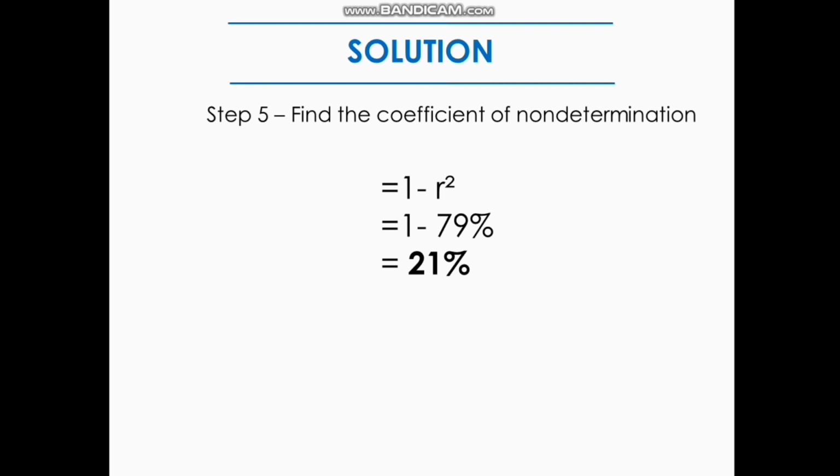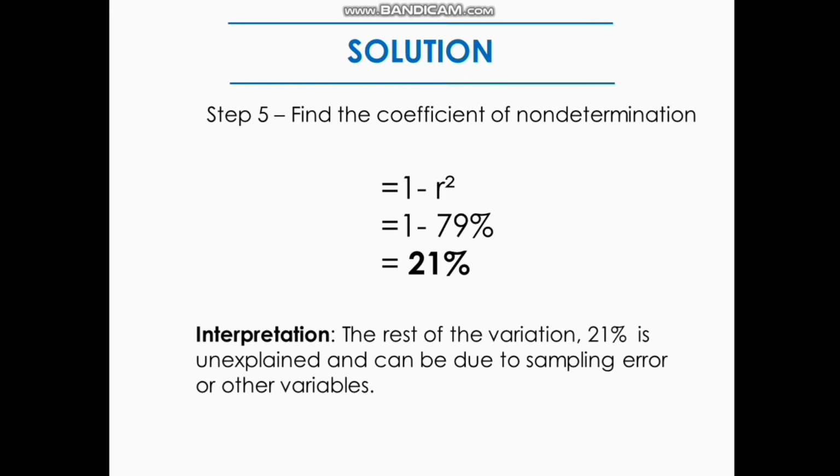Then lastly, for our step 5, let's find the coefficient of non-determination. So 1 minus 79% is equal to 21%. So it means that the rest of the variation, 21%, is unexplained and can be due to sampling error or other variables.